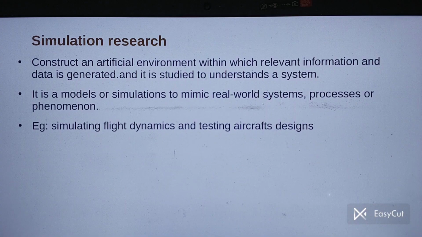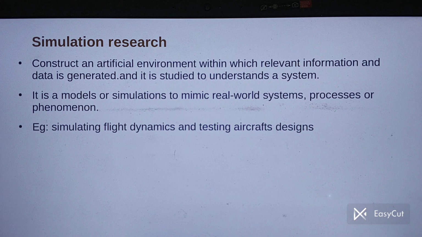In field research, the researcher does research in the field. In laboratory research, research is done in labs, like formation of drugs or medicine or making of skin products.